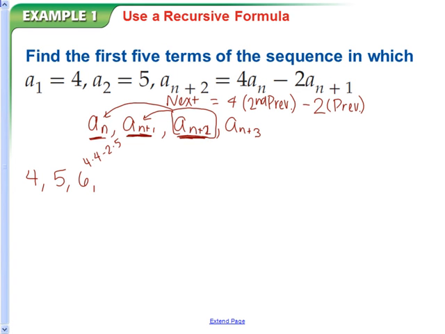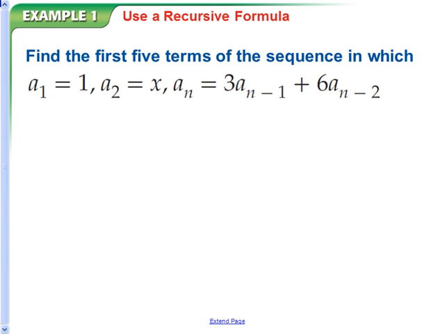Okay, now I go 4 times second previous, go back 2 spots, 5, minus 2 times back 1 spot is 6. So 20 minus 12 is 8. 4, go back 2 spots, minus 2, go back one spot. So 24 minus 16 is 8 again. Those are our first 5 terms.